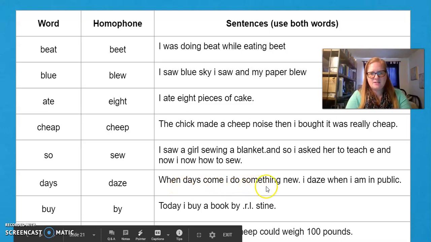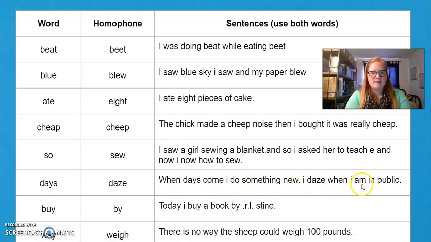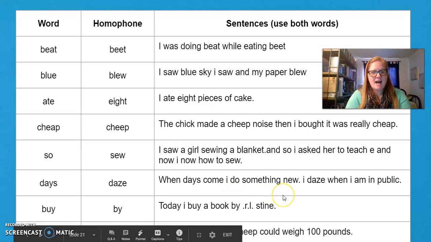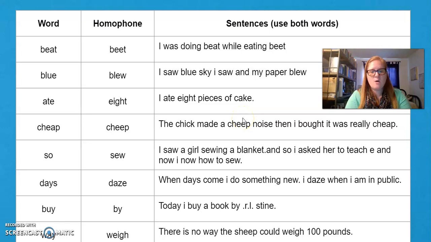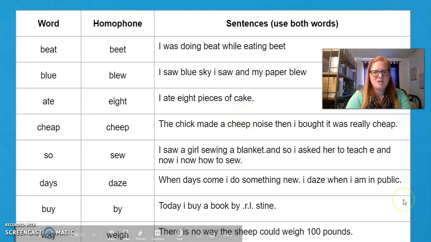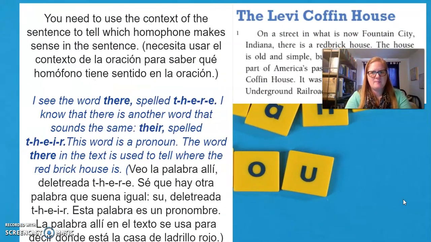When days come, I do something new. I daze when I am in public. Today, I buy a book by R.L. Stine. Very nice, I really like that one. And then the last one: there is no way the sheep could weigh 100 pounds. That one's perfect too. Great job, guys.